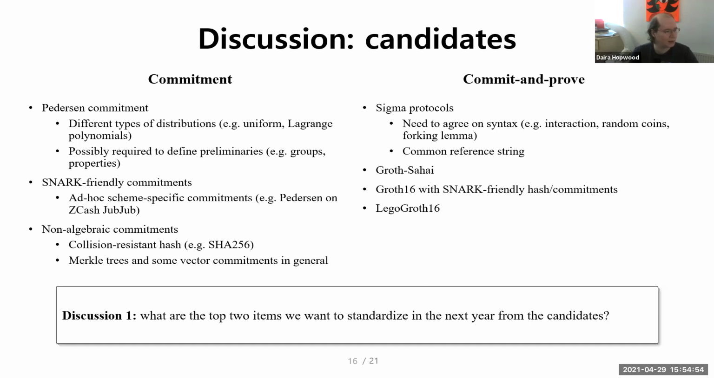I guess so. A disadvantage of these algebraic commitments is that they're specific to one group. If there's a problem with the group, say some breakthrough in discrete log, or say it's a pairing-based group and there's something specific to that construction that's wrong, then you won't be able to rely on those commitments indefinitely.